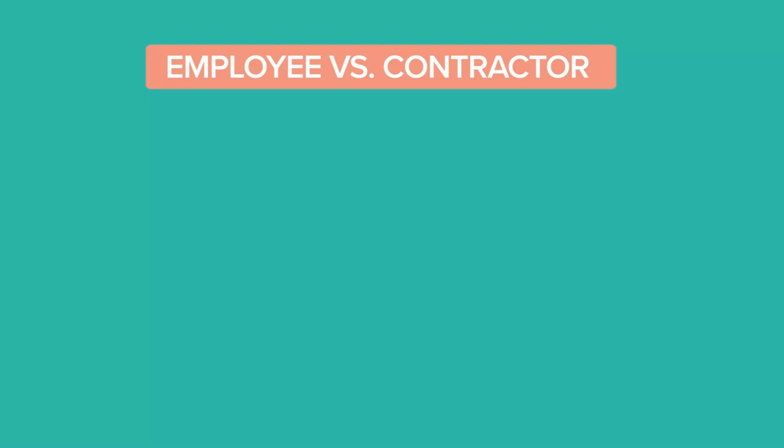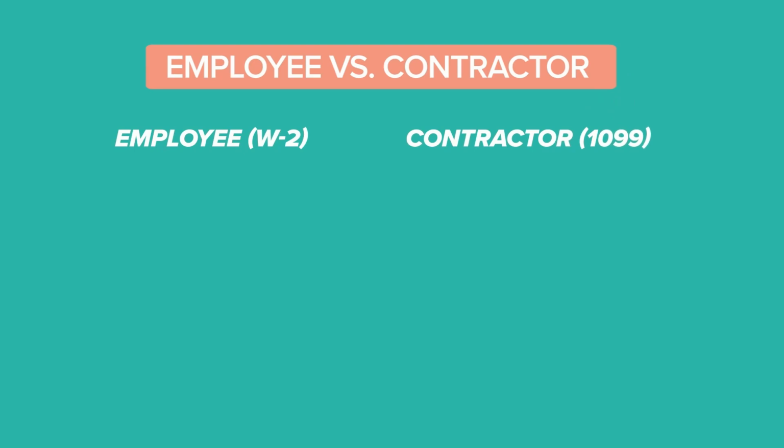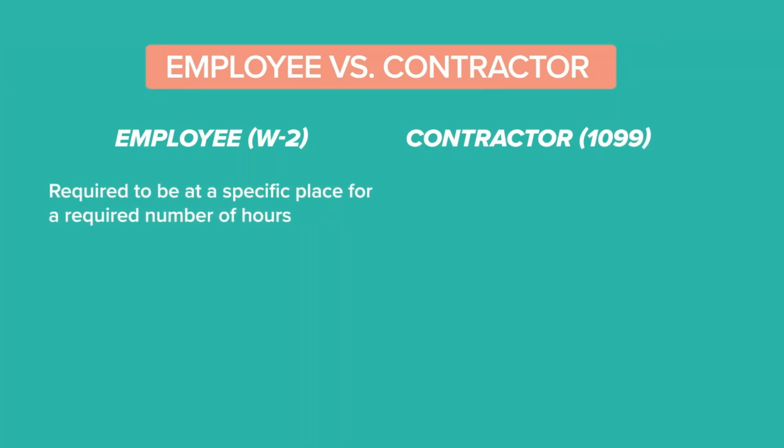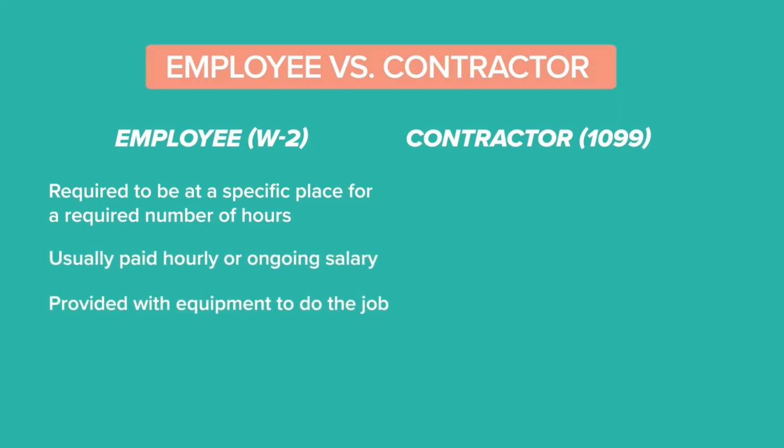The first step is to decide if this person will be classified as an employee or a contractor. You'll need to know this because there are laws about how you can treat one versus the other, and there are tax implications for whichever you choose. If you hire an employee, the worker is generally required to be at a specific place for a required number of hours. They get paid a salary or an hourly rate and are usually provided with all of the equipment needed to do the job. And here's the important tax part for you. An employee has taxes taken out of their paycheck.